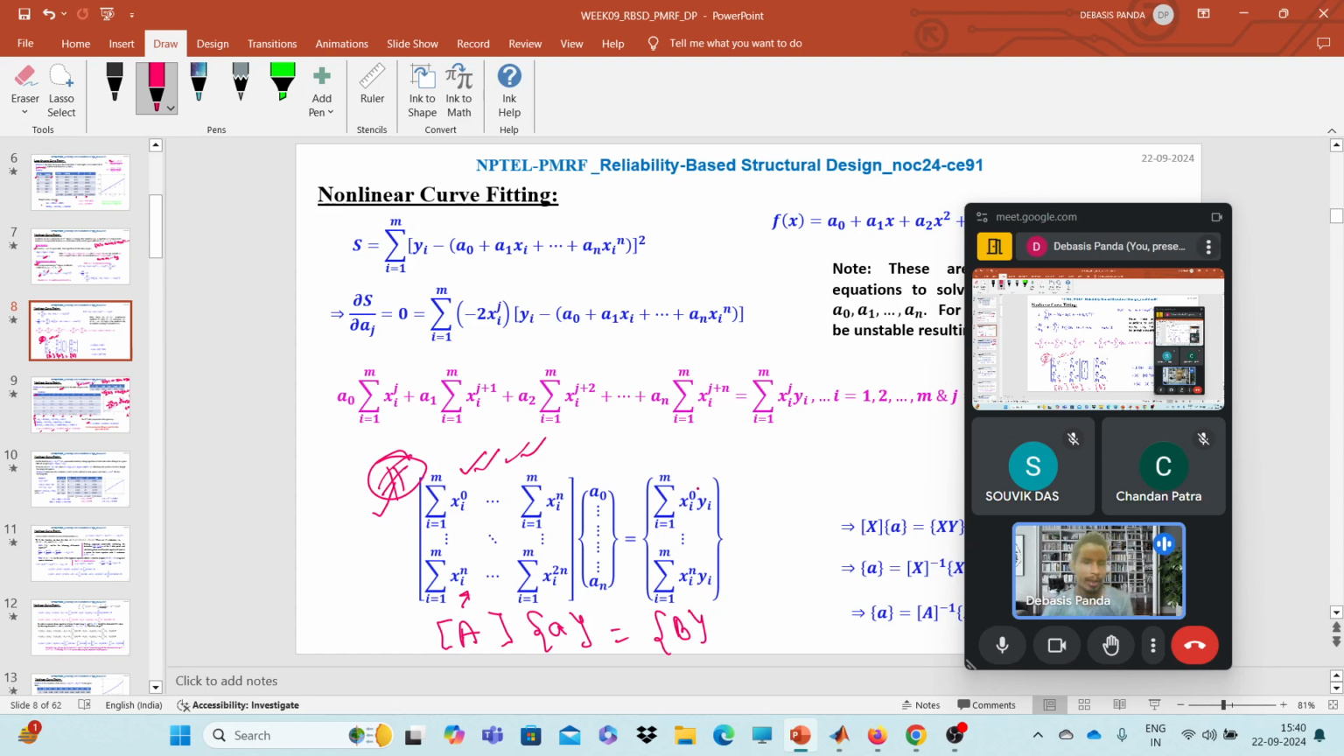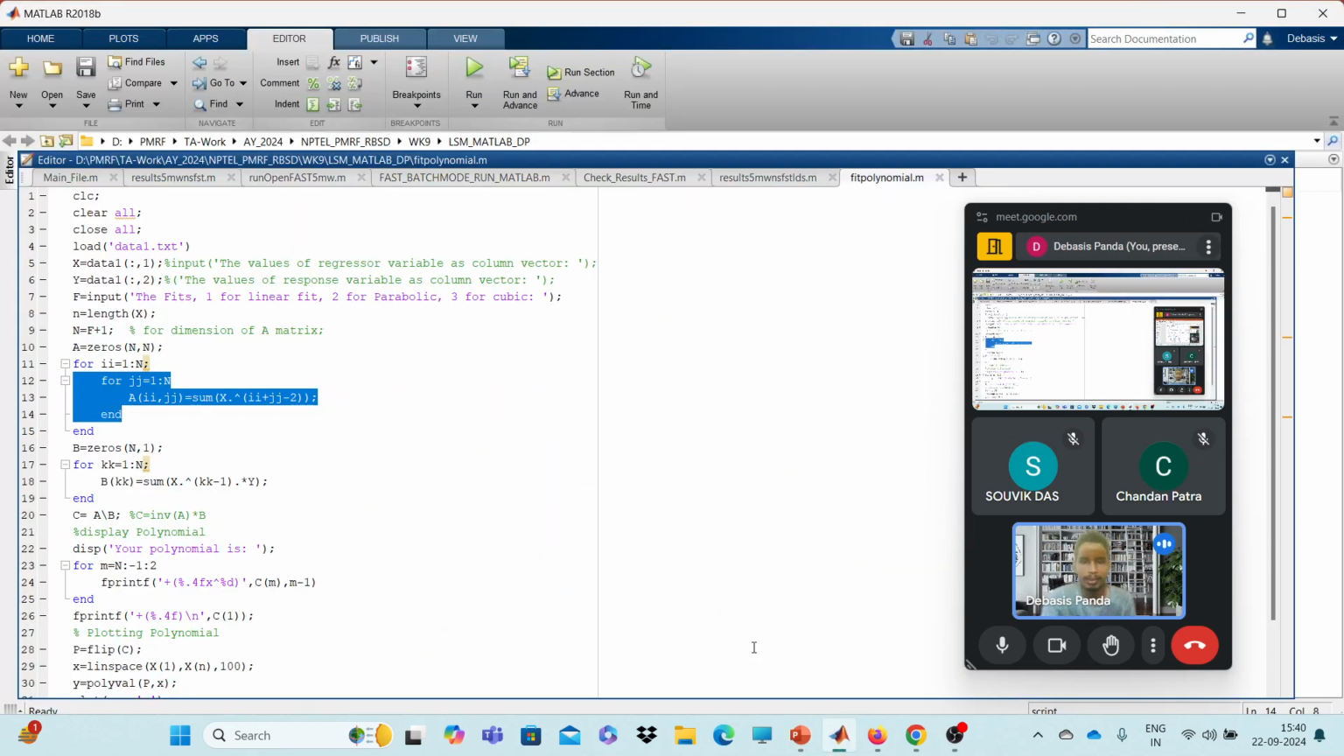Now we need to form the B matrix, and the B matrix contains the x and y terms. The first term will be only y, the second will be x into y, that means x to the power 0 into y, and so on. So this vector will contain the right-hand side part of your normal equations. Here we are precisely doing that.